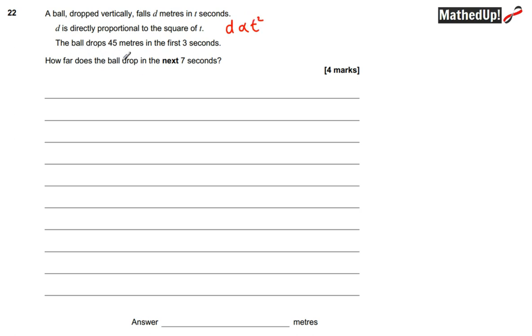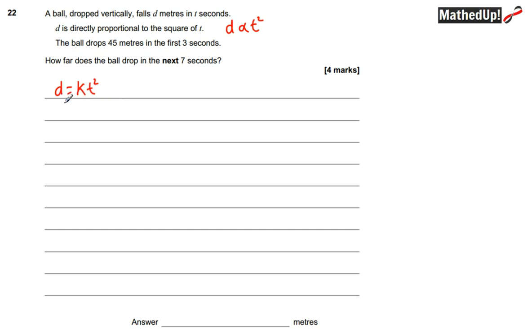The ball drops 45 meters in the first 3 seconds. How far does the ball drop in the next 7 seconds? Okay, so I'm going to start by writing down an equation. Because I know that d is directly proportional to t squared, that means that d must be equal to something times t squared. So that's something we're going to call k. And we're initially going to try and work out what that something is.